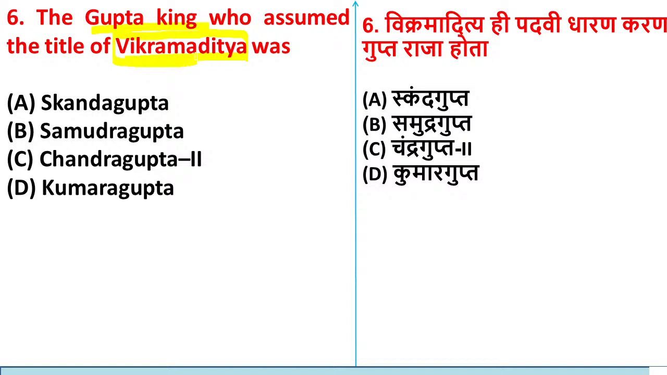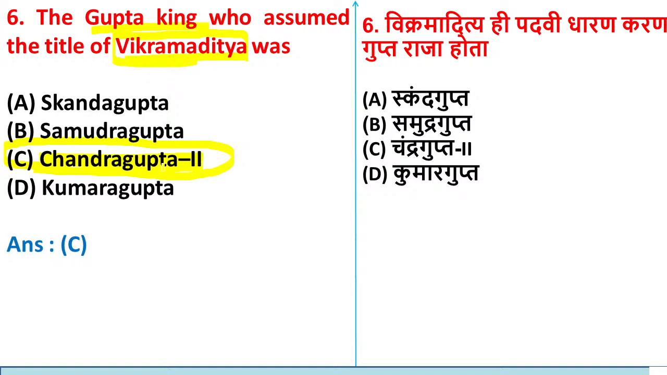Pragati is saying option B, Samudra Gupta. Prachi is saying option B. The Gupta king whose title was Vikramaditya. Here the right answer is option C, not option B. Option C is correct here. Very good evening, Ashwini. Option C, Chandra Gupta 2 is the correct answer. Please remember, the Gupta king who assumed the title of Vikramaditya was Chandra Gupta 2.